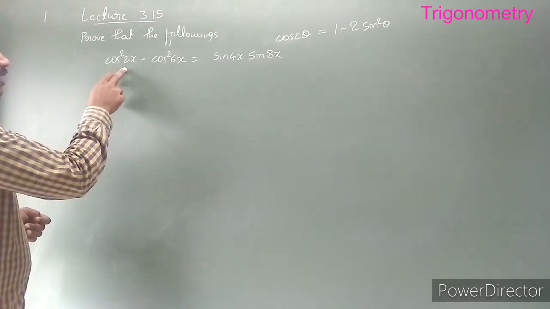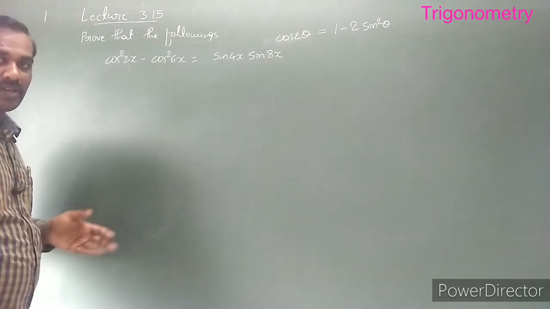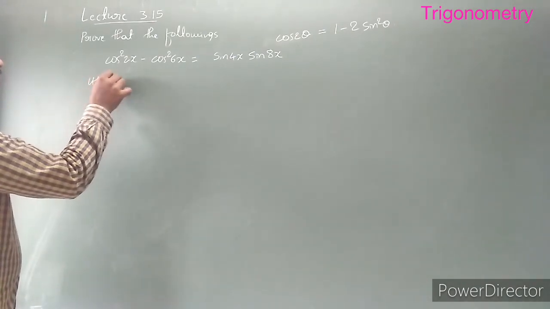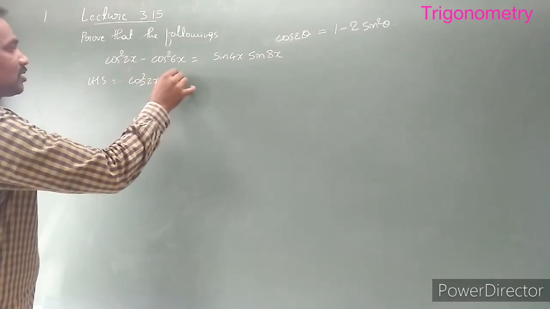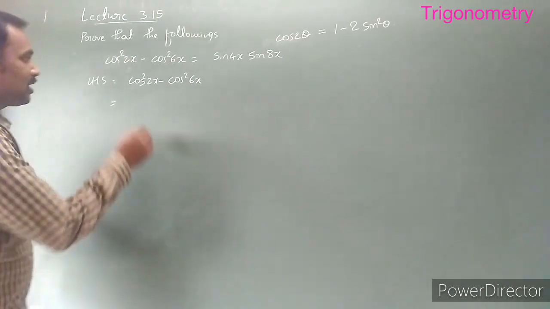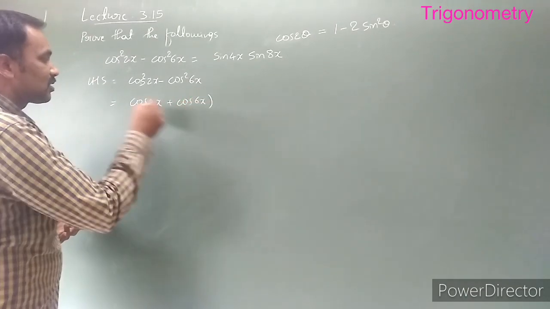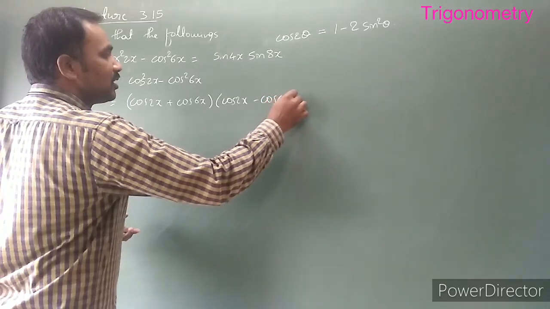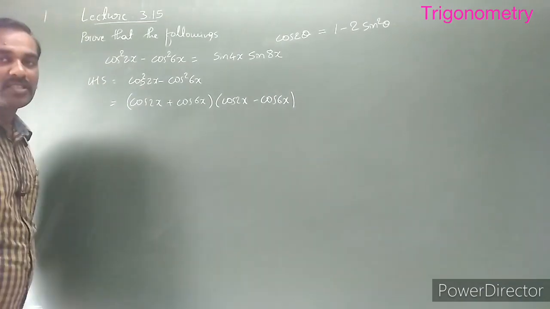Okay, now can I consider this as a square minus b square form? What is a square minus b square? A plus b, a minus b. Okay, split it and we will get the answer. What do we get? Cos square of 2x minus cos square of 6x. A square minus b square is a plus b, a minus b. So cos of 2x plus cos of 6x into cos of 2x minus cos of 6x. Are you sure? A plus b, a minus b is equal to a square minus b square.